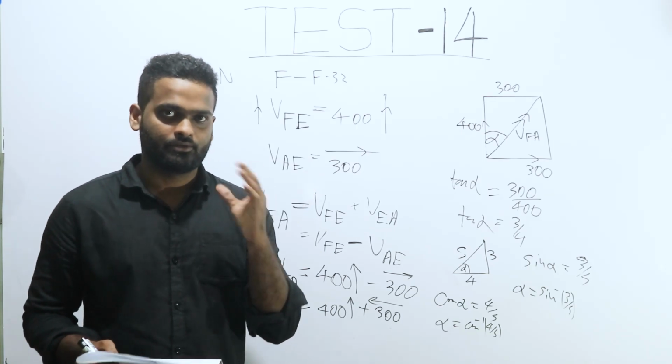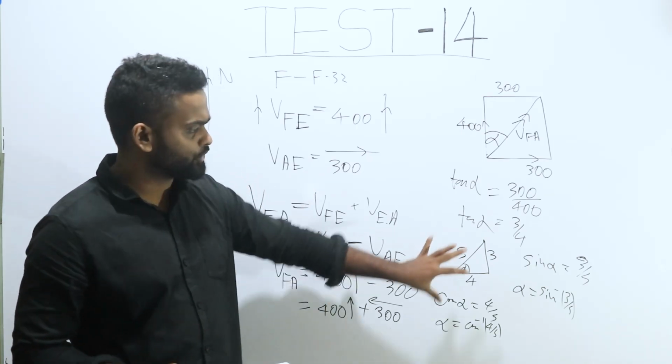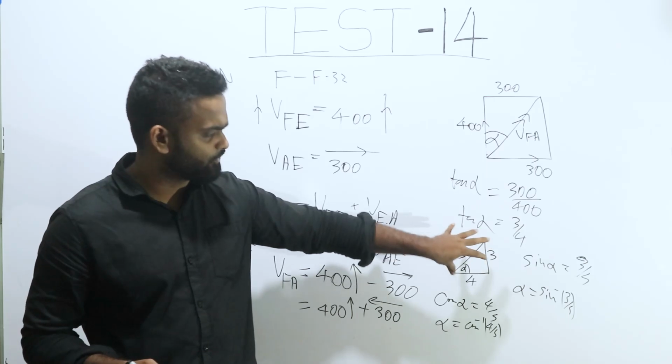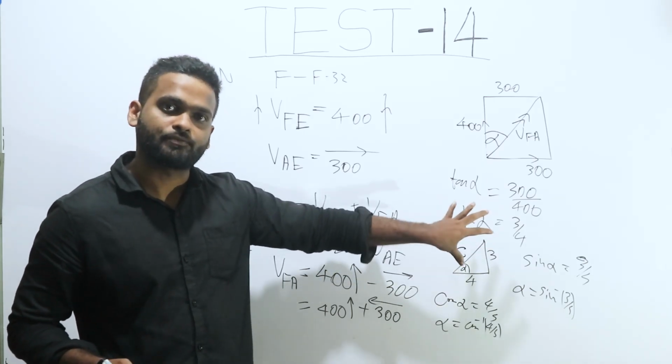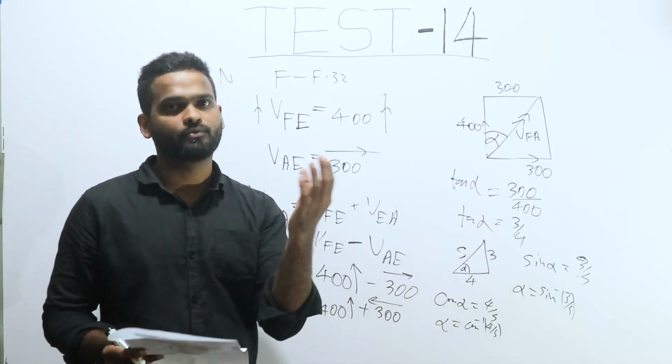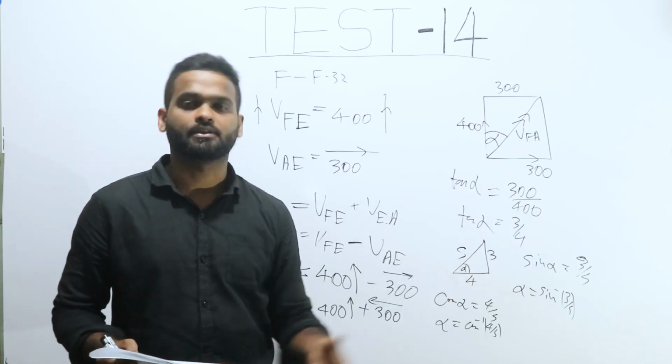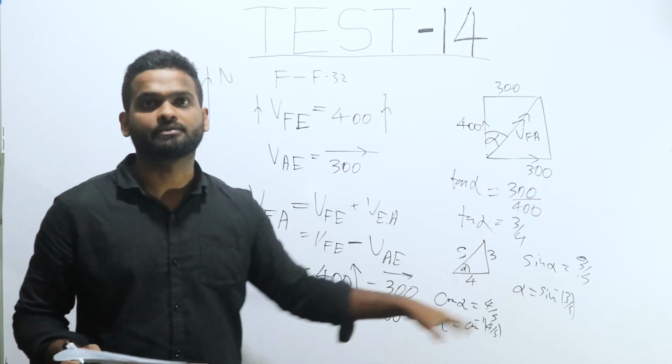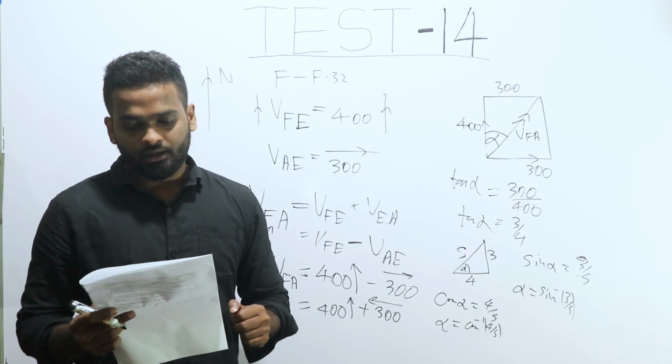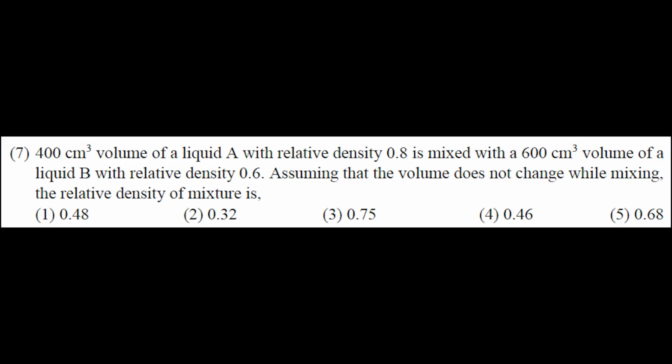So whenever you encounter something like that, just draw a triangle and find the hypotenuse, and from that triangle you can go for other trigonometric ratios likewise. Second one is the answer. Seventh question. So this is about densities from hydrostatics.